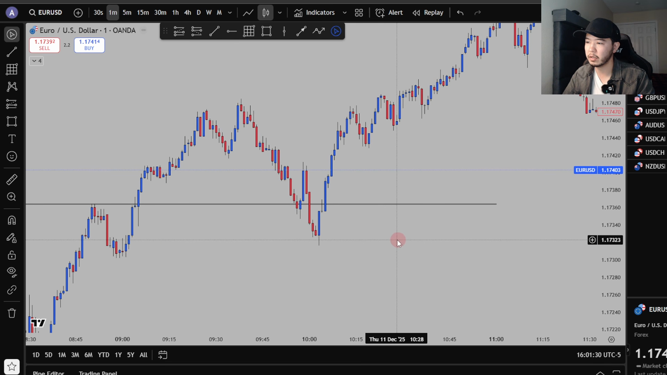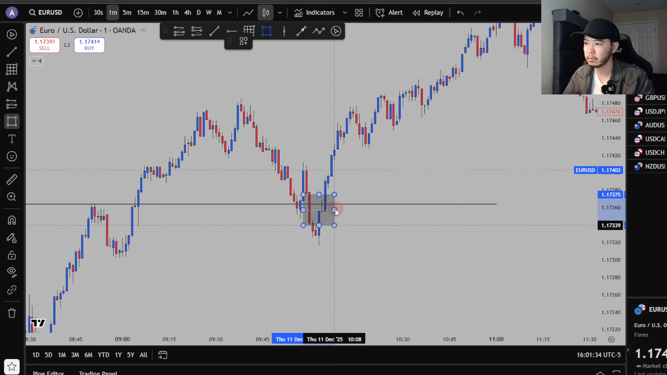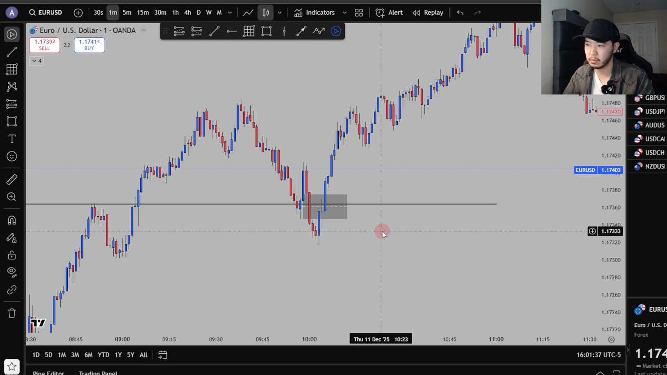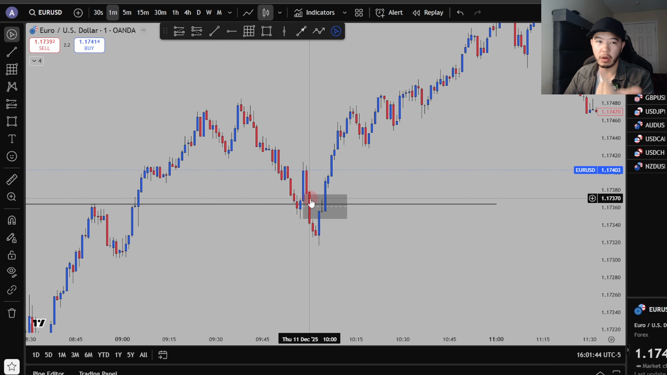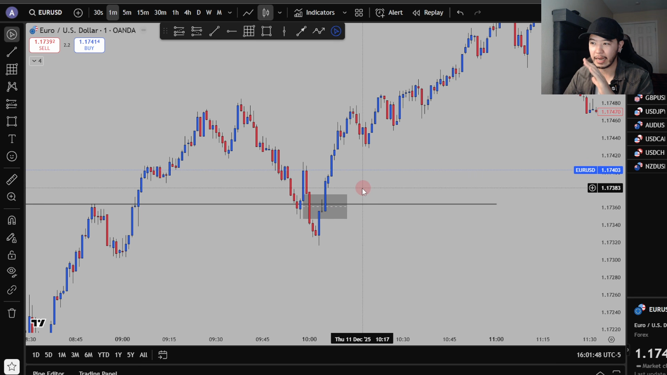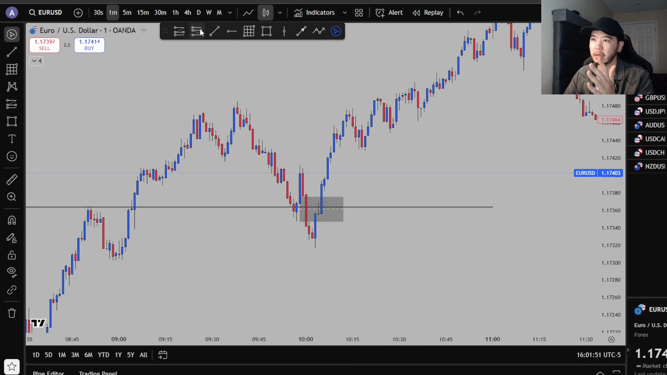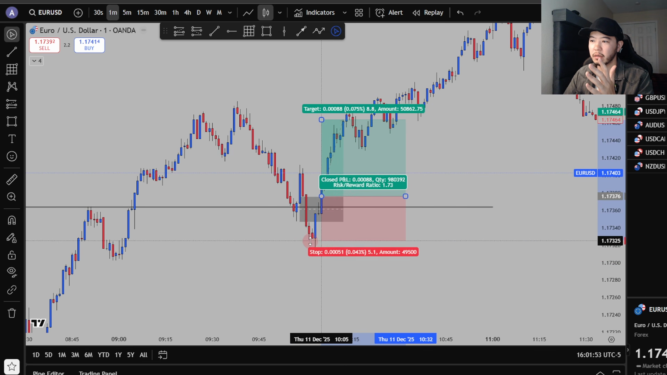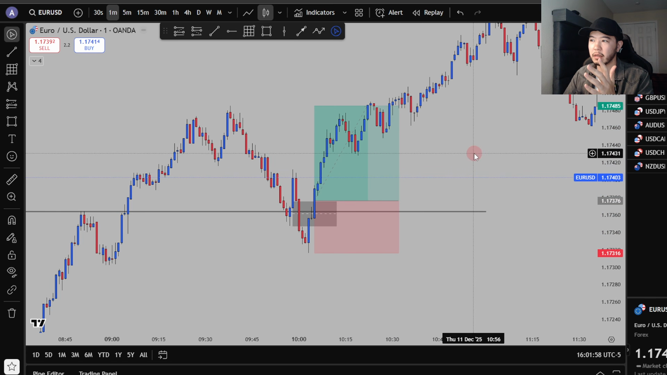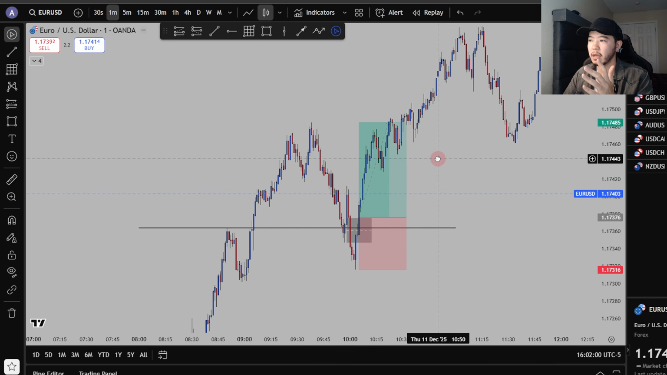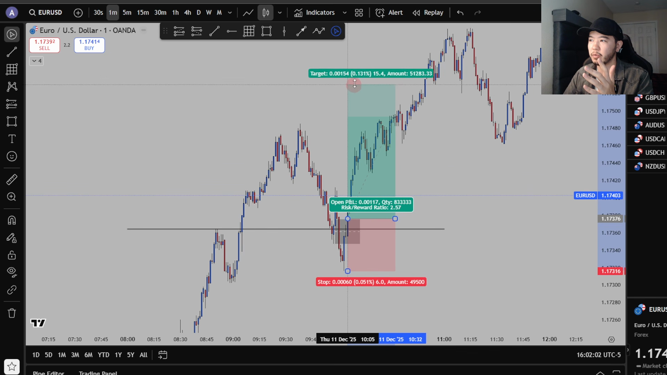Boom. Oh, this is beautiful. Because we not only close above the previous high, we engulf the previous candle, and we also had an inverse fair value gap. So this is like 100% gonna hit our liquidity. So just put here, here to here, just like that. And this can be your first take profit.